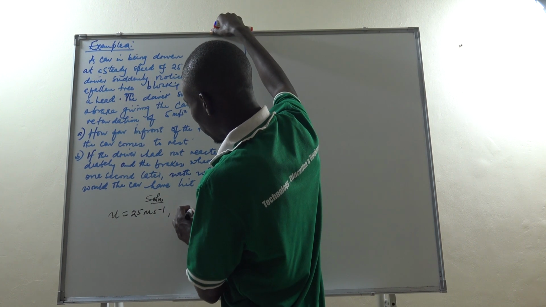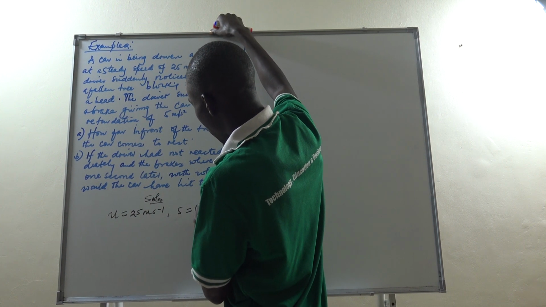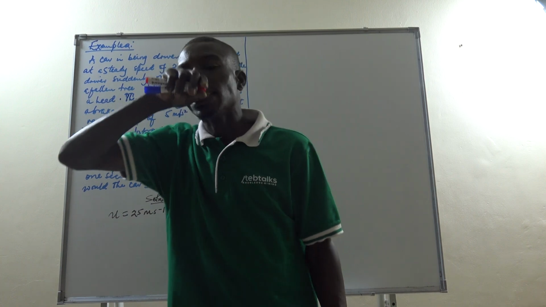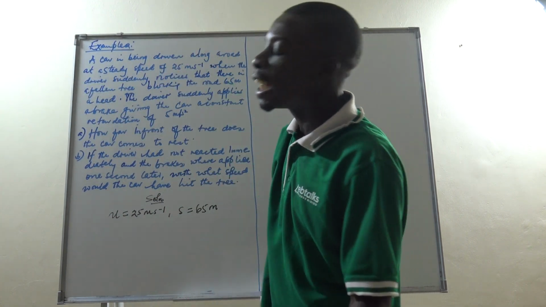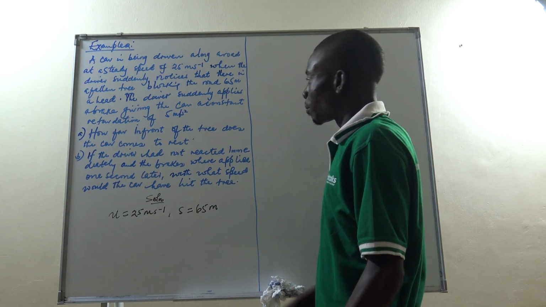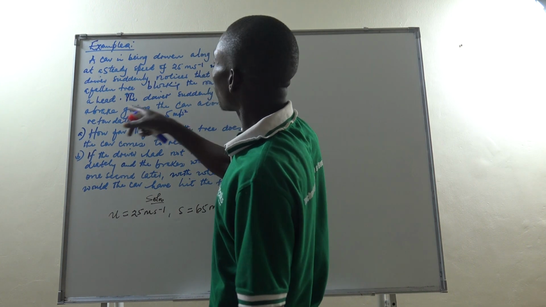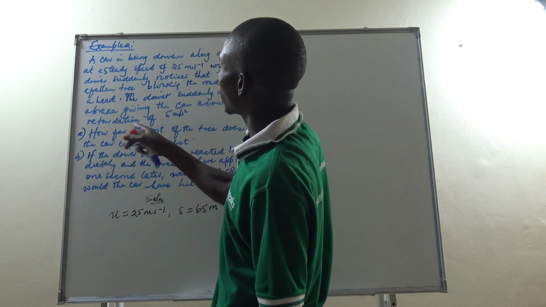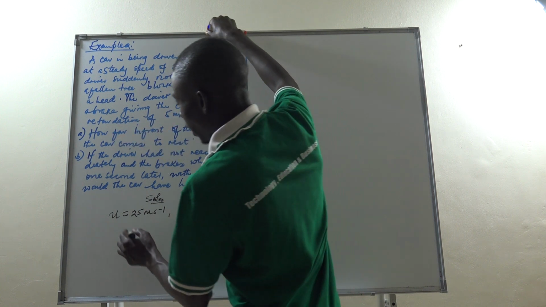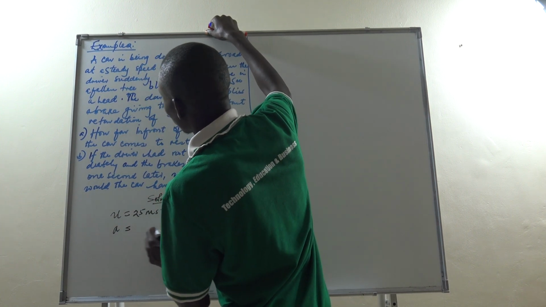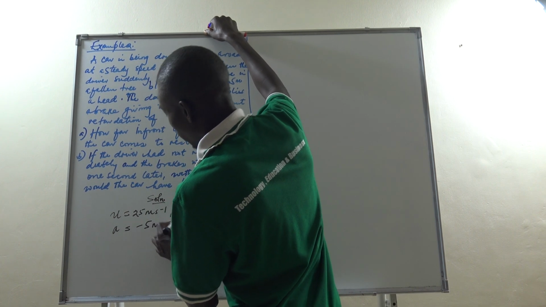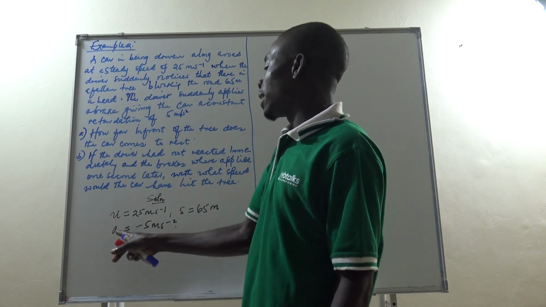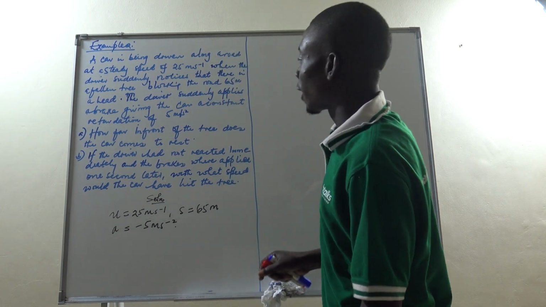At a distance of 65 meters, the driver realized that there is a tree which has blocked the road, he can't even pass. Okay? And then suddenly applies the brake, giving the car a constant retardation of, that means the car was now decelerating, isn't it? So negative 5 meters per second squared, because it is a deceleration, a negative acceleration.